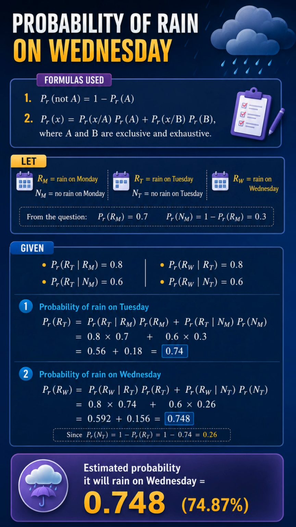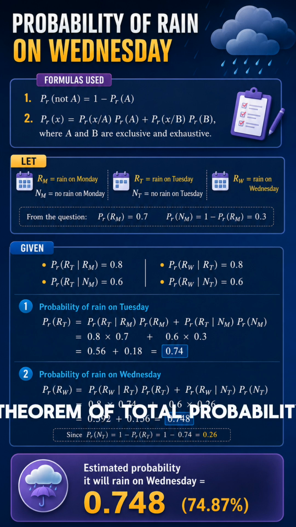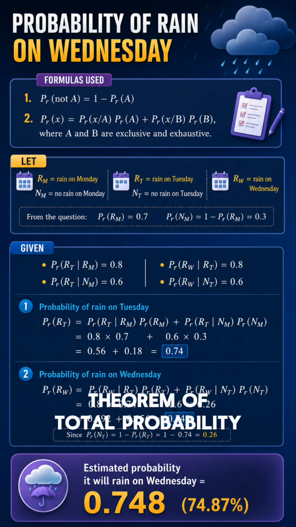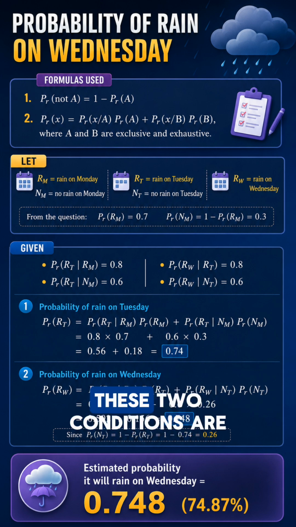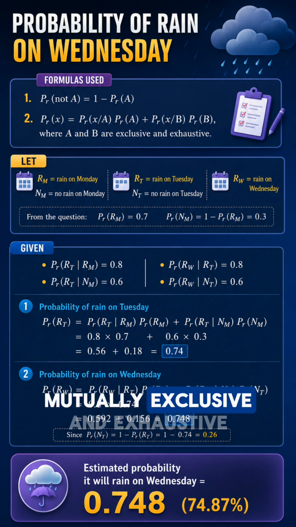Another formula we are going to use here is called the theorem of total probability. Given conditions, we have two conditions here, A and B. These two conditions are mutually exclusive and exhaustive.